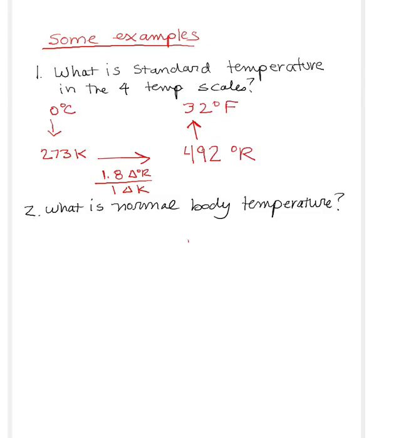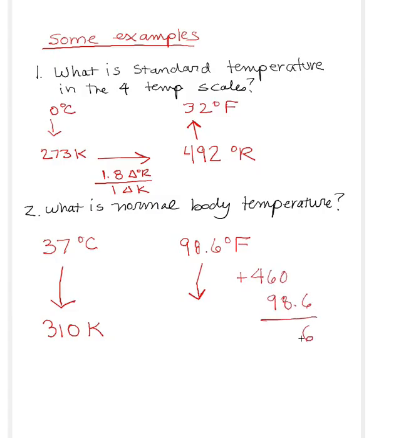Okay, what's the normal body temperature? Well, the normal body temperature I remember is 98.6 degrees Fahrenheit, or 37 degrees Celsius. So to get that in Kelvin, you add 273 to that, and that's 310 Kelvin. And you would have to add 460 to this to find out what normal body temperature is in degrees Rankine. So I'm going to do that right here. Looks like it's 558.6.